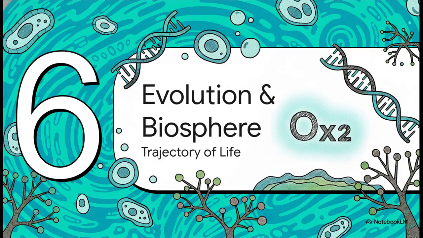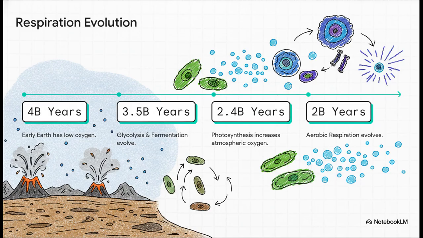Finally, Section 6. Evolution and the biosphere. Let's zoom way out from the microscopic level for a second to look at our planet's energetic history. 4 billion years ago, early Earth had basically zero free oxygen. So around 3.5 billion years ago, ancient cells had to evolve and survive purely on anaerobic pathways. Glycolysis and fermentation were literally the only games in town. It wasn't until about 2.4 billion years ago that photosynthetic organisms started slowly saturating the atmosphere with oxygen, which finally paved the way for highly efficient aerobic respiration.